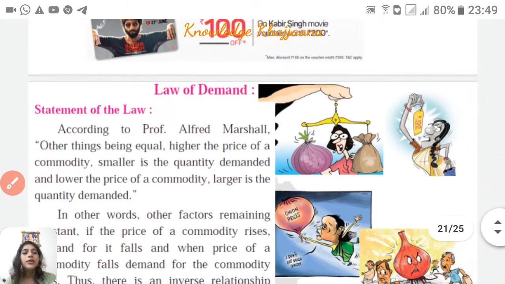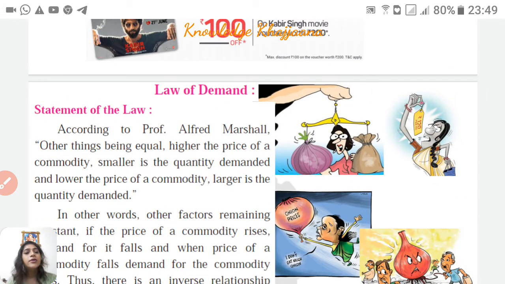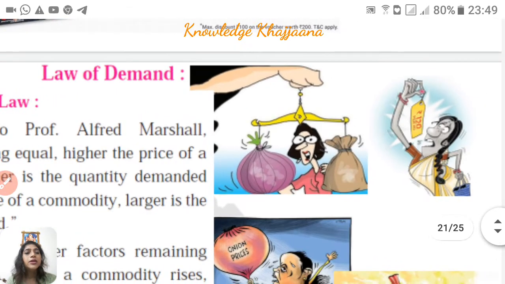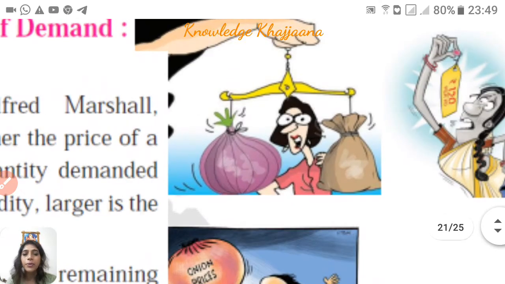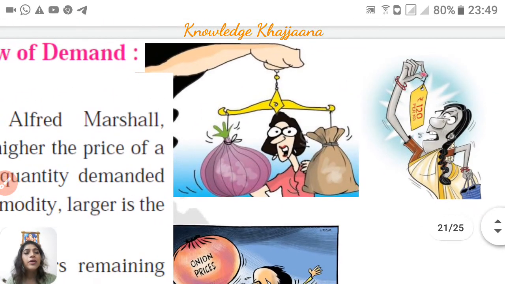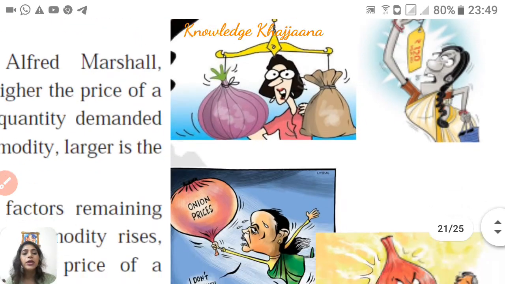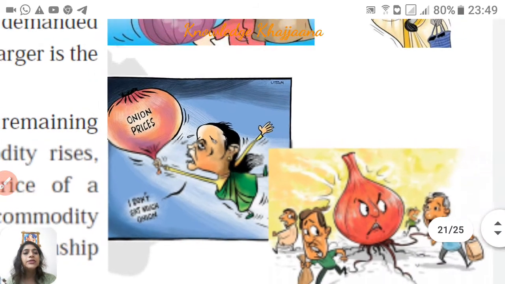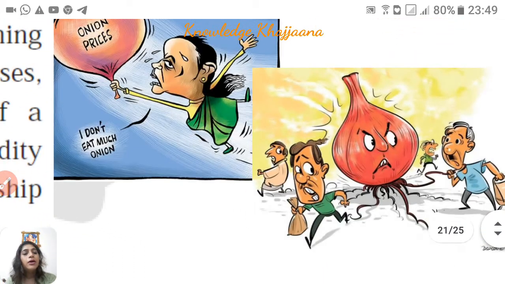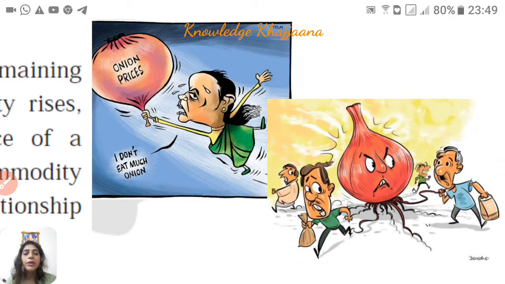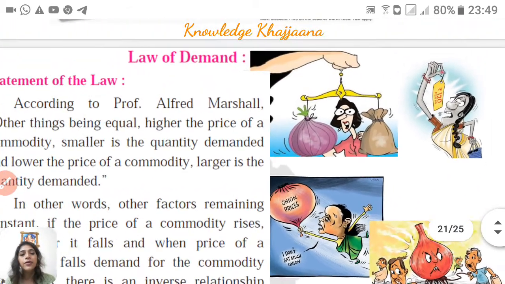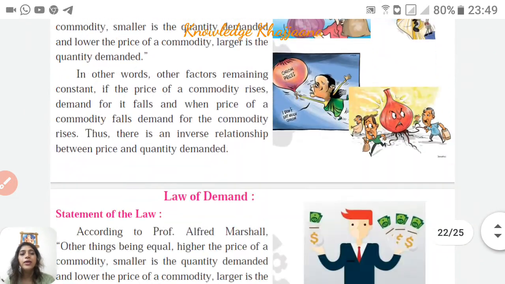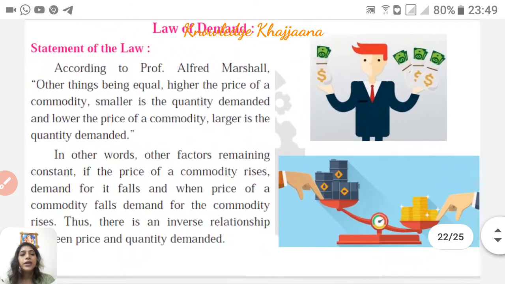See, the examples which I have already taught you, with the example of onion. If the price of the onion is too high, then the consumer will think before purchasing it. He will evaluate, he will analyze the price. Then he will think that he doesn't want to purchase more onions, may it be the single consumer or all consumers. If the price rises, the demand will decline, and if the price declines, the demand will get high. We can understand with this.